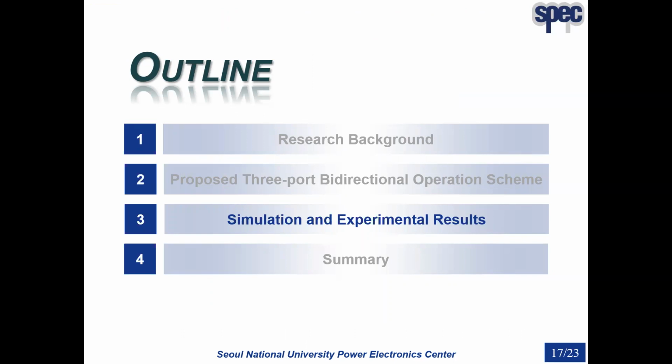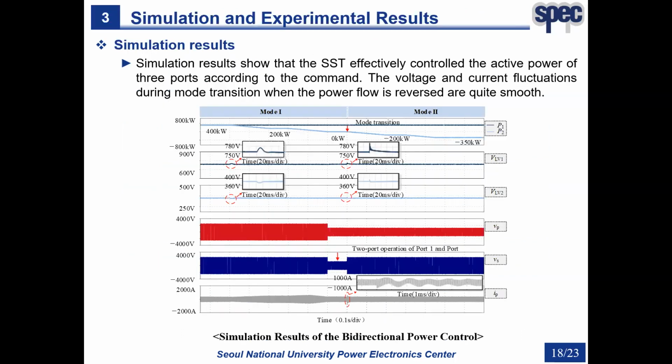Next chapter is to test the proposed operation scheme. First, the simulation result is presented. As shown in the figure, when the power command of port 1 remains 400 kilowatts and the power command of port 2 changes from 400 kilowatts to 0 kilowatts, the SST operates in mode 1, since the power polarities of port 1 and port 2 are the same.